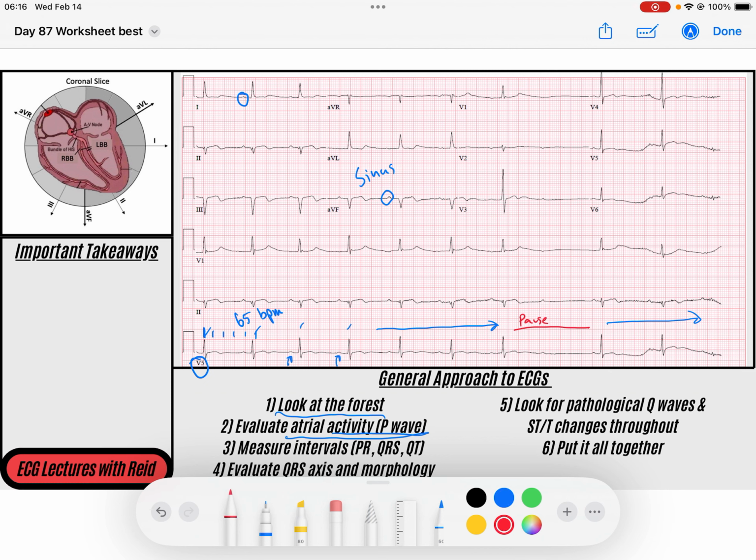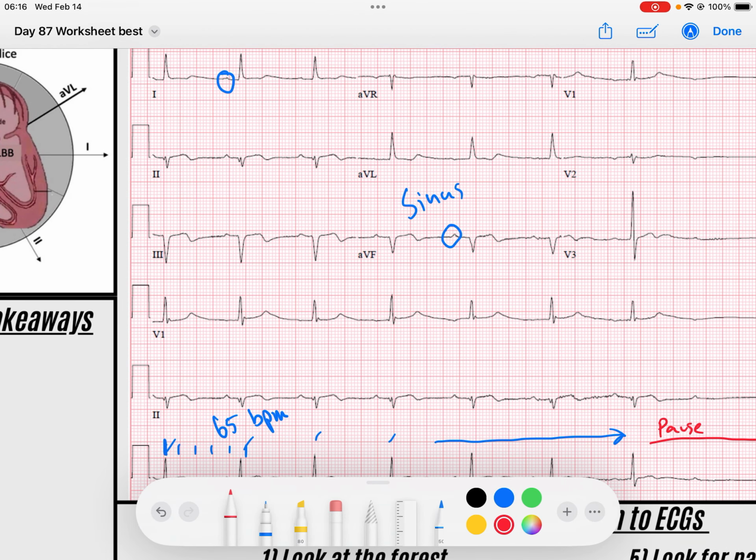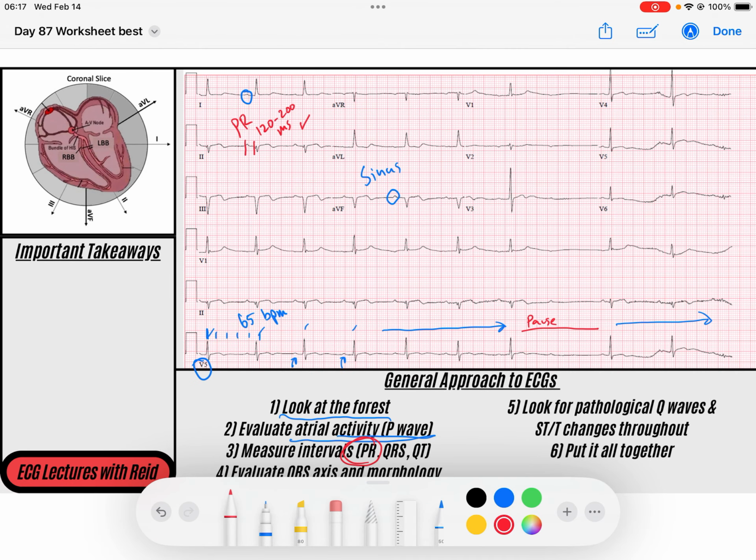Next thing I'm going to do is evaluate the AV node. I like to pick one of my PR intervals, maybe this first one here. If the start of my P wave is there and the start of my QRS is there, my PR is between 120 and 200 milliseconds, which is 3 to 5 little boxes, so that's a normal PR interval. We need to scan through the entirety of this rhythm to make sure those PR intervals stay the same, because this is just a snapshot of the AV node on one beat.